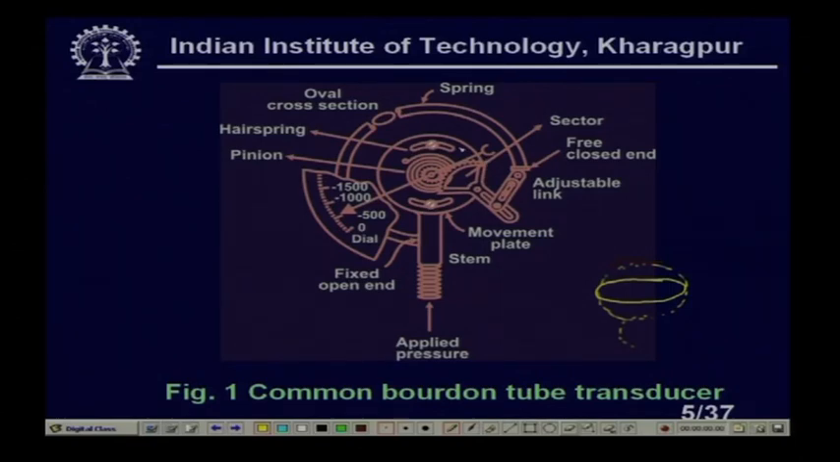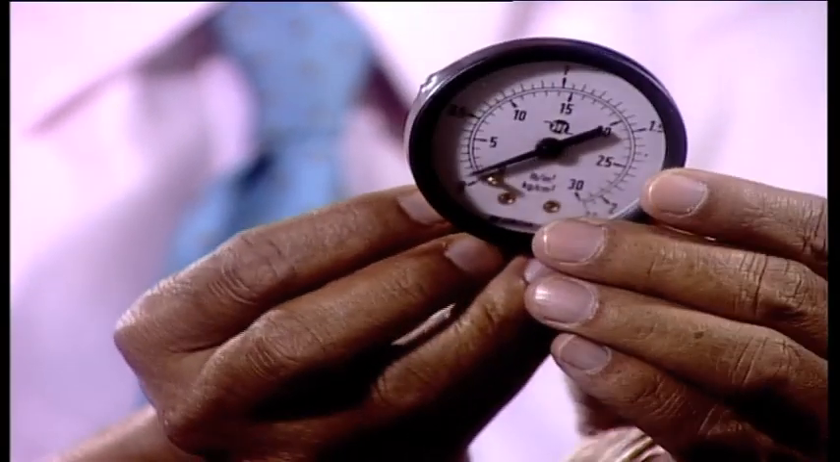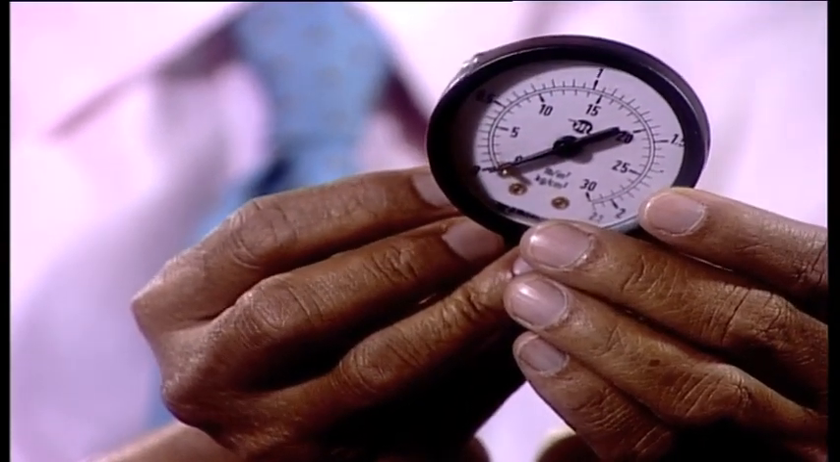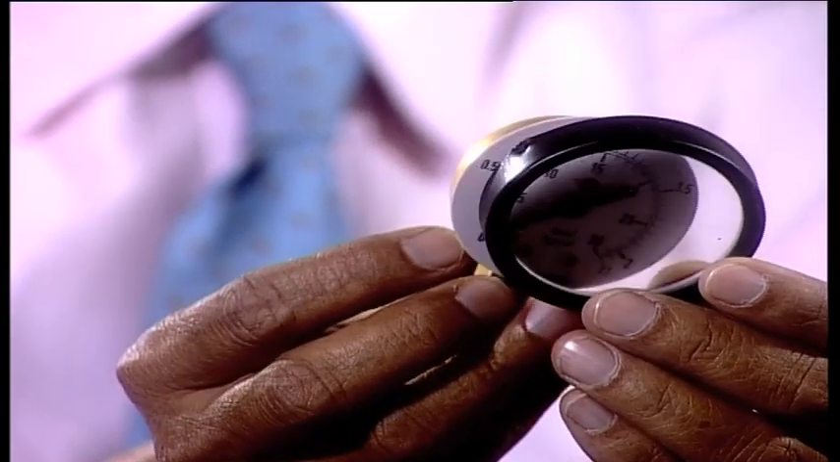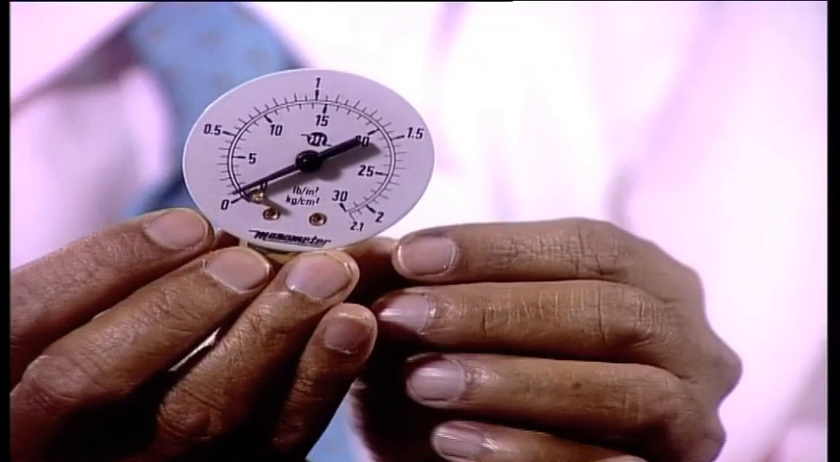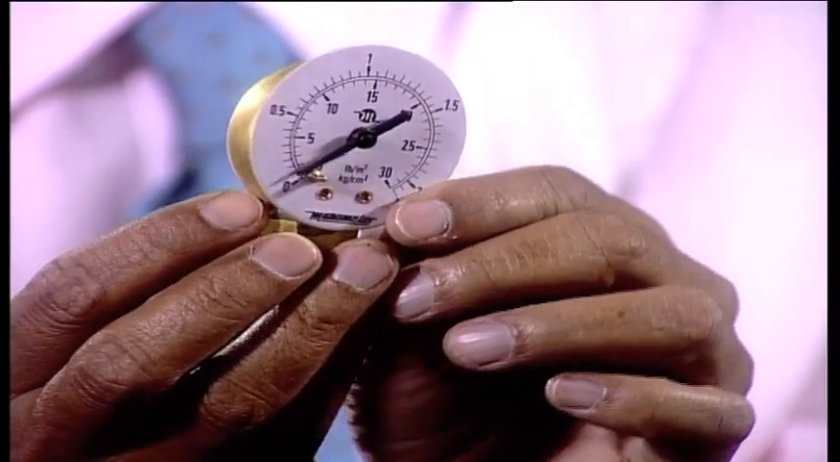Now, let us look at the typical Bourdon gauge. You see, this is the dial of the Bourdon gauge. You can see the dial here, fine. Now, I remove the glass cover, okay. You see here. Now, let us look at the back side.